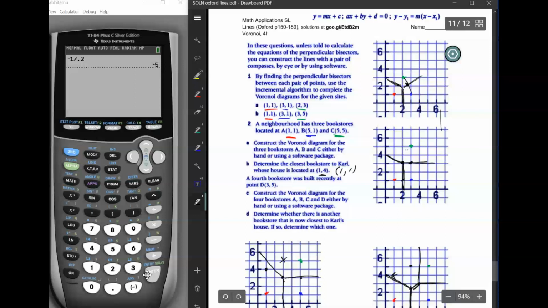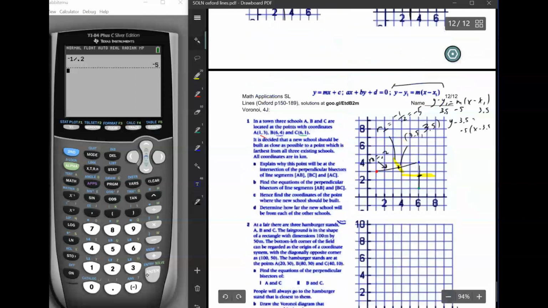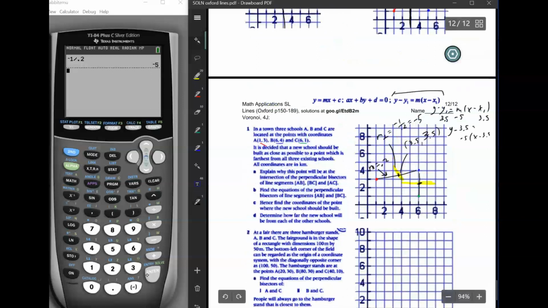Whoops, went to the wrong page. Okay. All right, there we go. So that is this line here. Now let's do the other one.